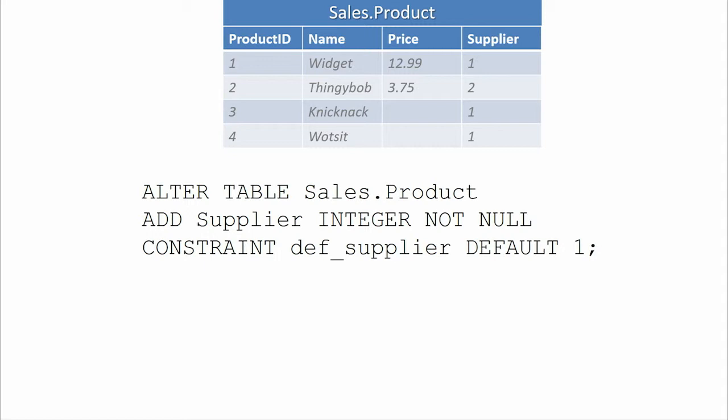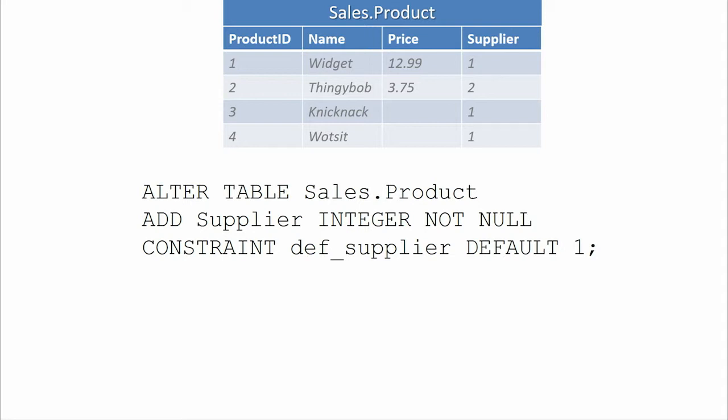So whenever I try to insert a value into this table, if I don't specify a value for the price column, which allows nulls, then we'll end up with a null there. If I don't supply a value for the supplier column, which doesn't allow nulls, but does have a default value, then we'll get the default value of 1. That make sense? Sure. So if we don't know the value, something will be supplied for us. Exactly, yeah.